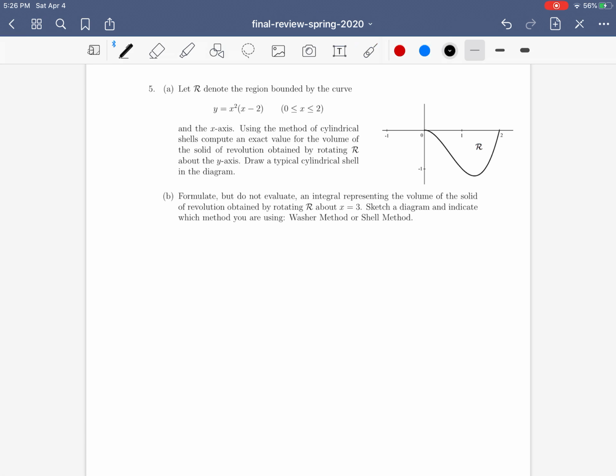In part A, we are asked to use the method of cylindrical shells to compute the exact value for the volume of the solid of revolution obtained by rotating R around the y-axis. Okay. So in part A, we're going to rotate around this way. And we're also asked to draw a typical cylindrical shell. So let's do that. Let's put the origin here. This is the point 1, this is the point 2, this is -1, -2.